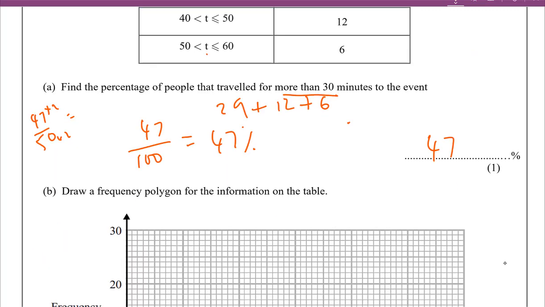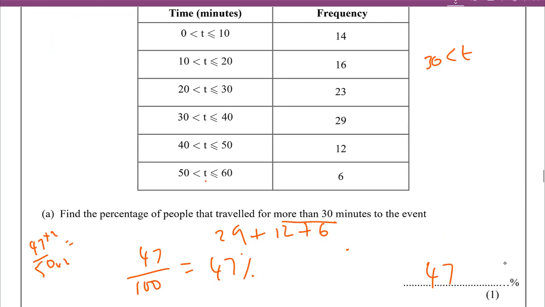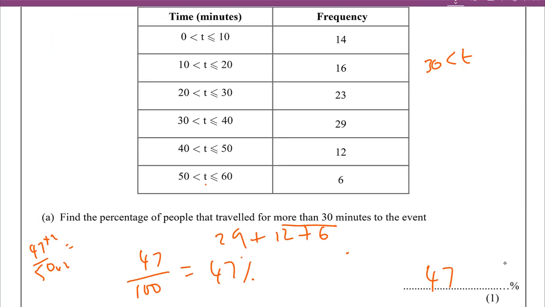Draw a frequency polygon for the information on the table. Now to draw a frequency polygon, we need to find the midpoints of these numbers. So let's write down the midpoints. We got 5, 15, 25 here, 30 and 40 we got 35, 40 and 50 we have 45, and then we have 55. Be careful, sometimes they have class intervals a gap of 20 or 10 or 15, so double check. They're all between a gap of 10.